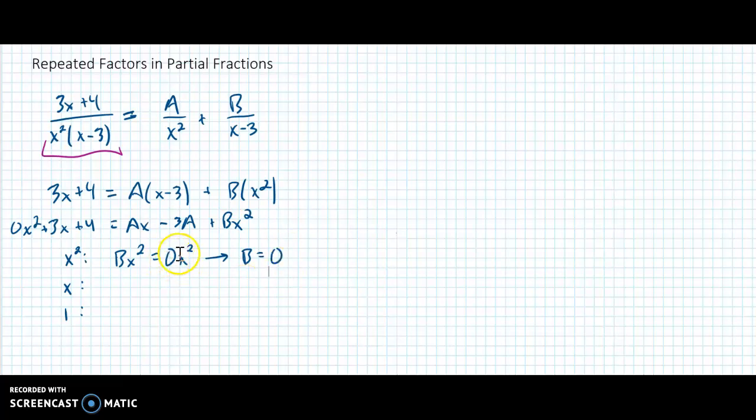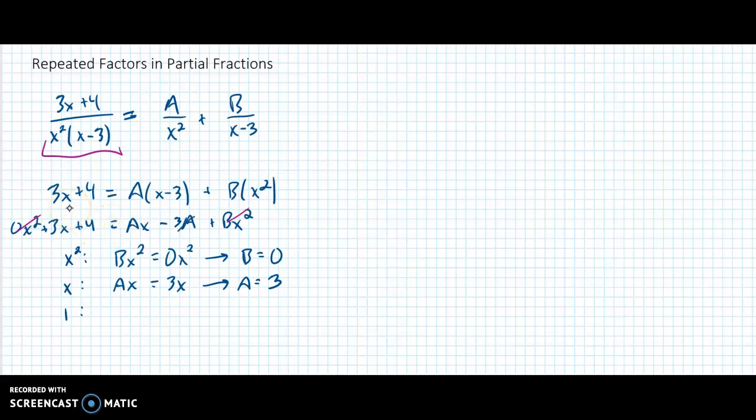So now let's do the x terms. Let me just cross off things that I've done. I've done that and that. So now let me do the x terms. I've got ax on the right side there, and that's got to be equal to 3x. I think you should see that that means that a would have to be 3. Okay, so far so good.